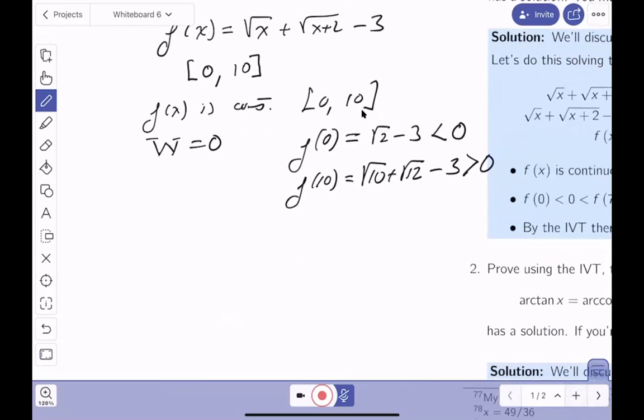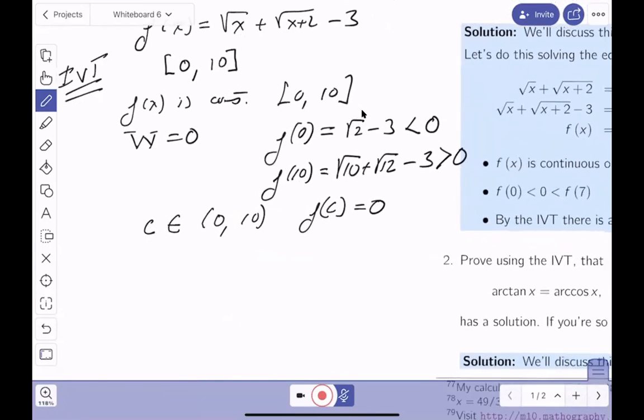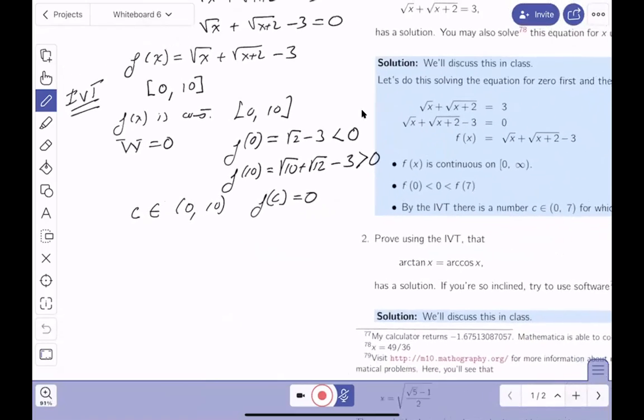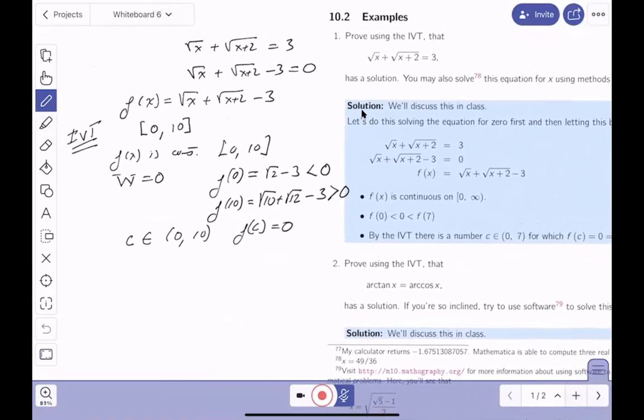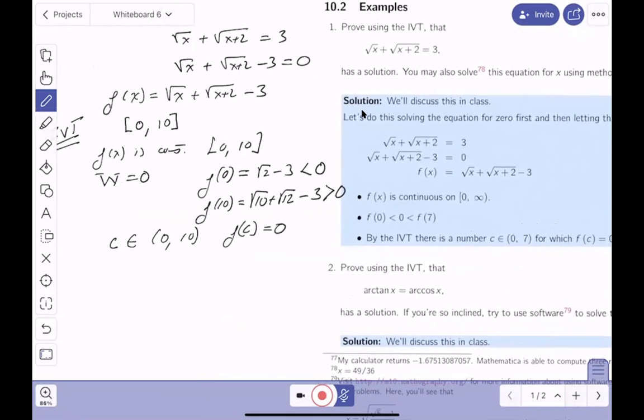Now, someone says I chose different numbers. Well, use the numbers that you choose. I chose that interval. Now, what am I saying over there? I'm saying there is a c on the open interval between 0 and 10 such that f of c would equal 0. And what are we using? The IVT. All right. Now someone says, oh, in your notes, you didn't use 10, you used 7. Use what you like. Now someone says, why would they choose 7? I guess because 7 plus 2 is 9, and the square root of 9 is really easy to do.